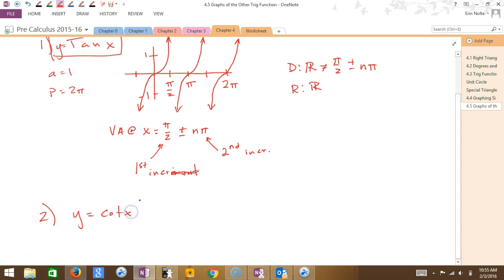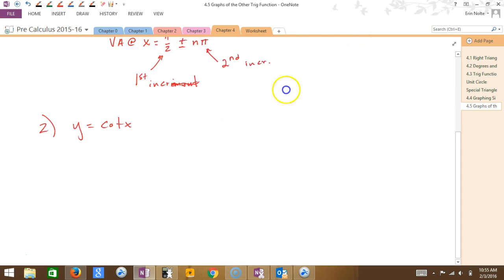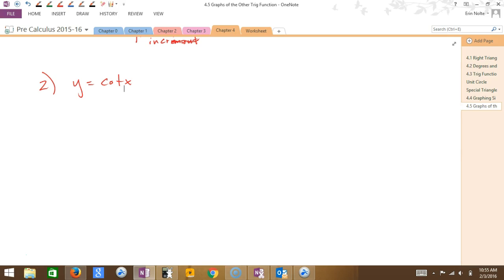So cotangent of x. I'm going to use a different color, blue. We'll do cotangent in blue. Okay, so what's the amplitude of this? 1 again, period 2 pi. Nothing's changed yet.